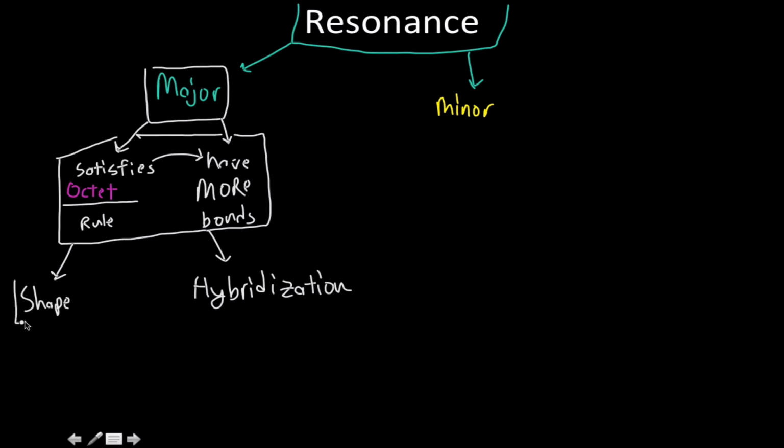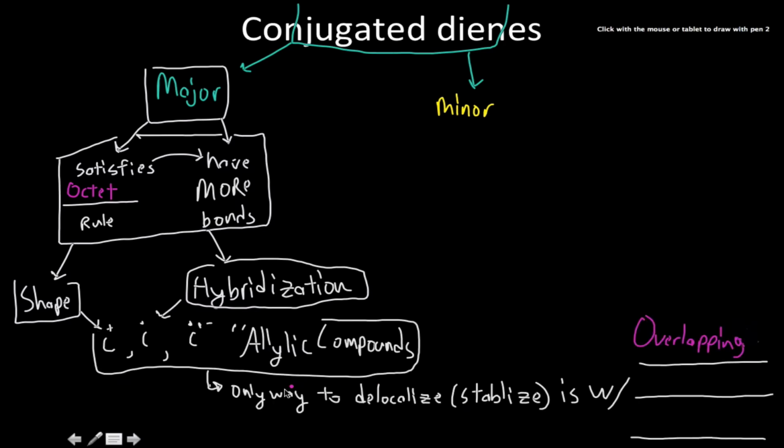Some notes that I feel are necessary to put down about this as well. Let me finish connecting these two things, and then I'm going to talk about it. Whenever you're talking about the major resonance structure, and you have carbocations, carbon radicals, or carbanions that are allylic, the only way that you can stabilize or delocalize them is with overlapping p orbitals on both the top and the bottom. You must have effective overlap with both.